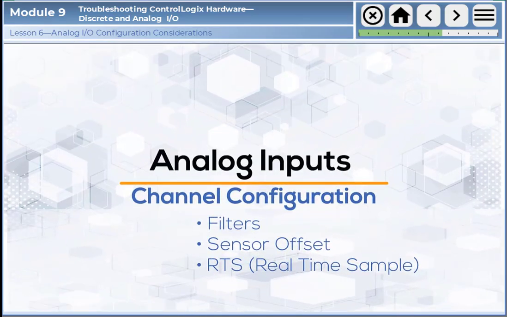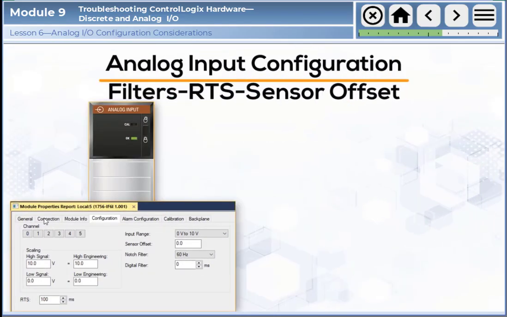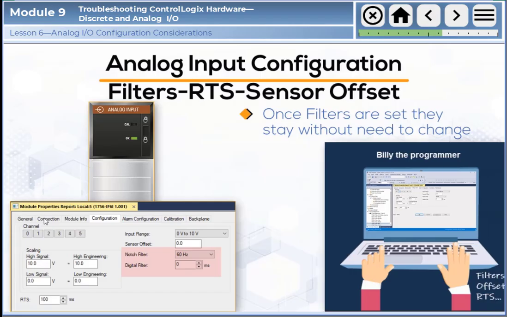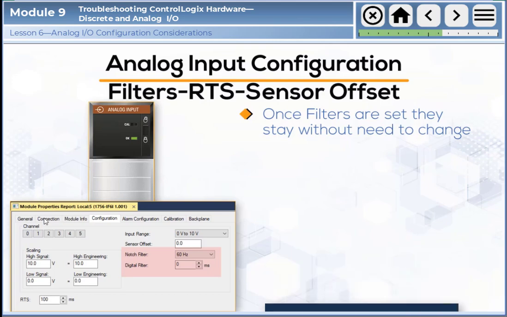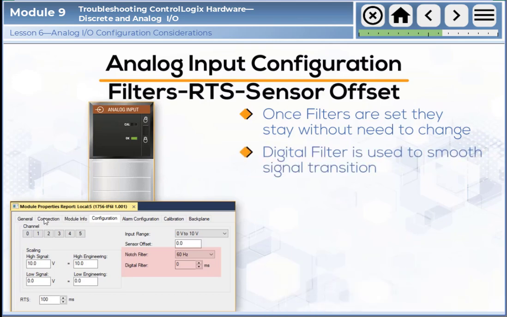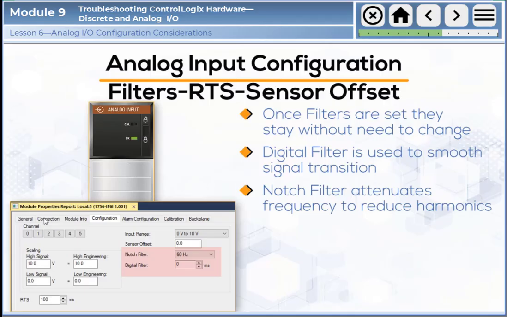Filters, sensor offset, RTS. When we're troubleshooting, we really don't deal much with filters. The notch and digital filters, once they have been set by the programmer, they pretty much stay the same. However, it is good to know what they do and what they're for. The digital filter is used to smooth the input signal transition from one value to another, while the notch filter attenuates the frequency selected, and for us would be 60 Hz. The notch filter also reduces harmonics in the input signal to remove input signal noise.